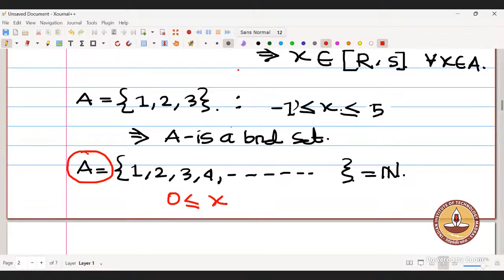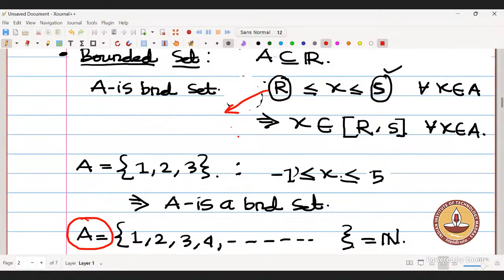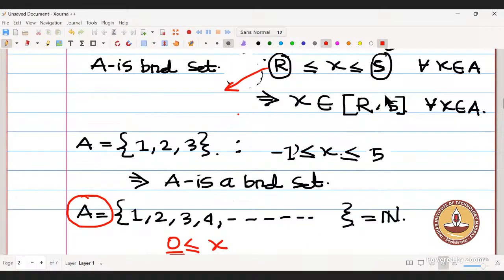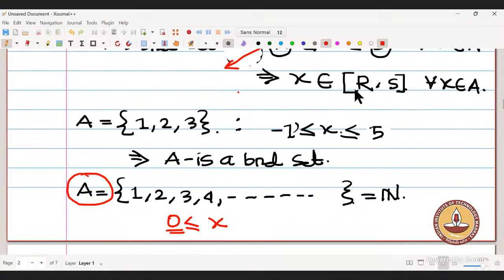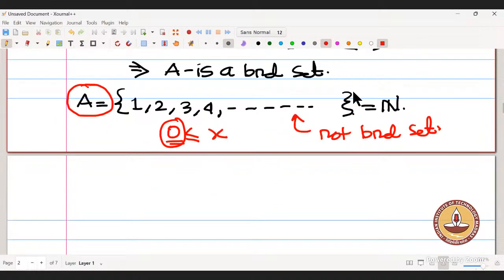So I can say that all the elements of my set are greater than 0. In that case, my set has a lower bound. When you can find this R, then you can say that your set has a lower bound. And if you can't find S, you will say that this set has no upper bound. In that case also, the set is not bounded. You can say that set A is bounded only when you can find both R and S. Here you can find R, but you cannot find S, so this set is not bounded. So, for example, now if I take this A to be my set of integers.